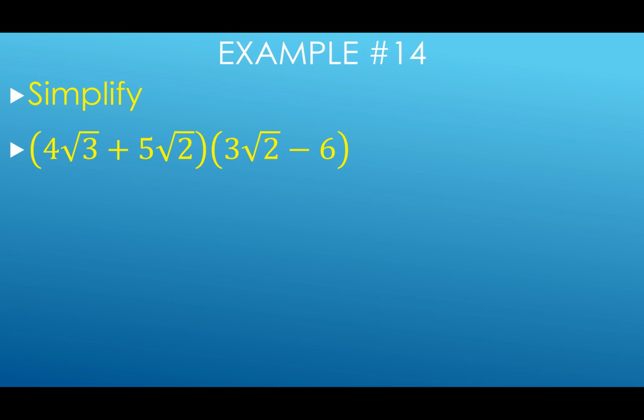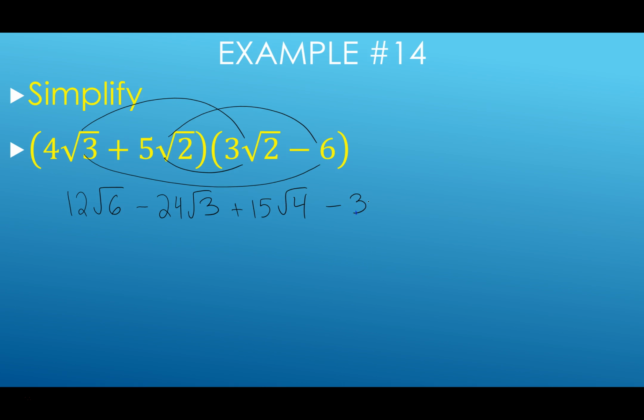So we have this expression. We do the first terms. We'll get 12 square root of 6. The outer terms, minus 24 radical 3. The inner, we'll get plus 15 radical 4. And then the last, we'll get minus 30 radical 2.